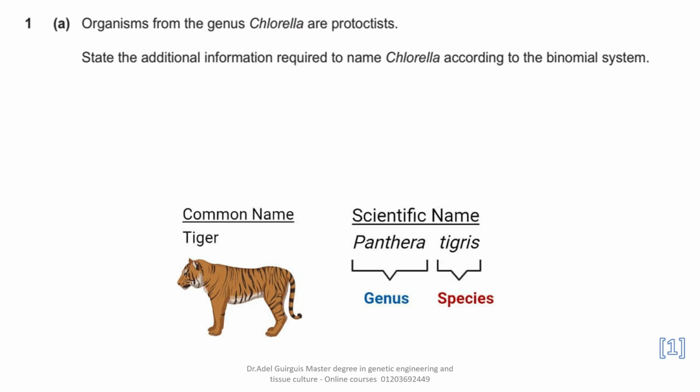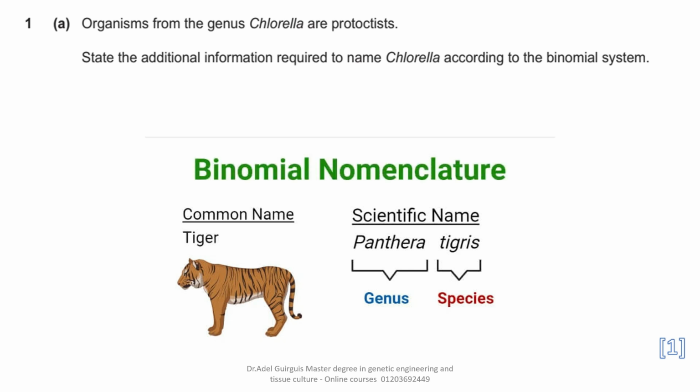The same also when we deal with Chlorella as genus. So where is the species? So the additional information required to name Chlorella according to the binomial system is the species name. It's okay.